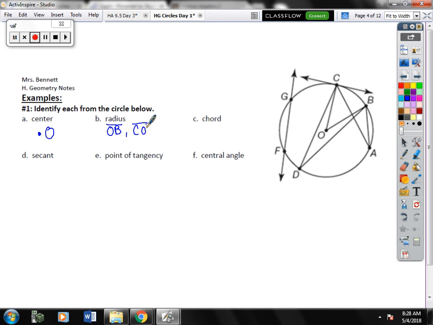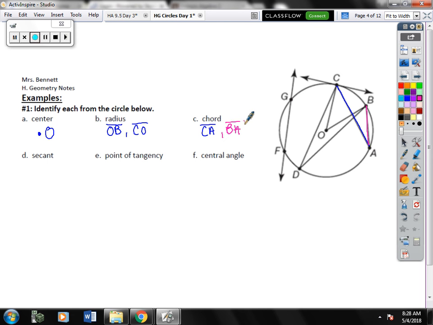All right, chords. There's actually quite a few of these. Who can identify one chord? Lexi? Segment CA. Very good. Who can identify another chord? Maddie? Segment BA. Again, the order doesn't matter, so if you said AB, that's the same thing.